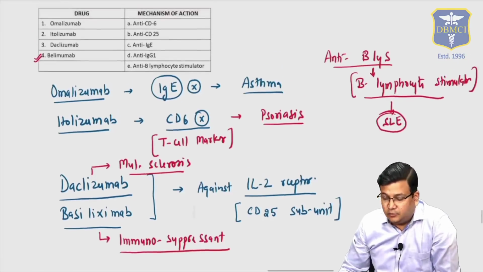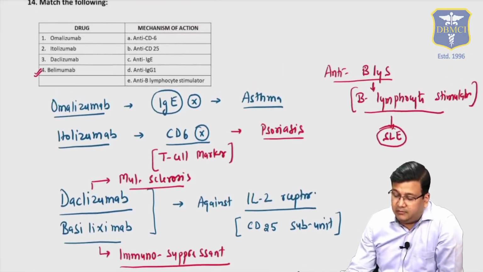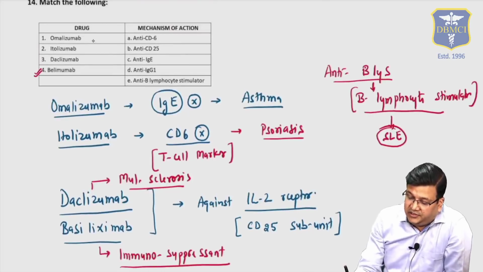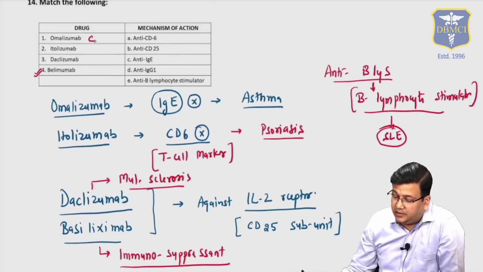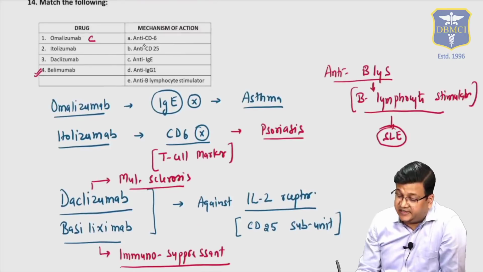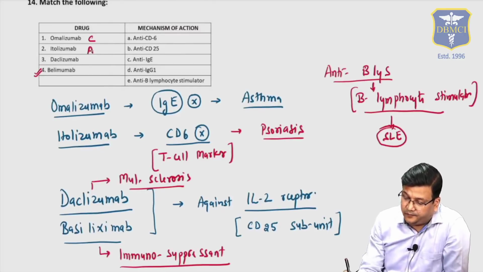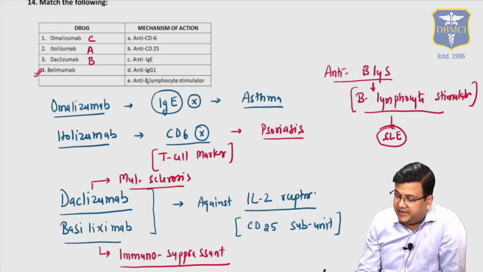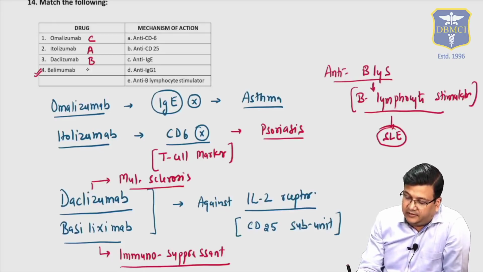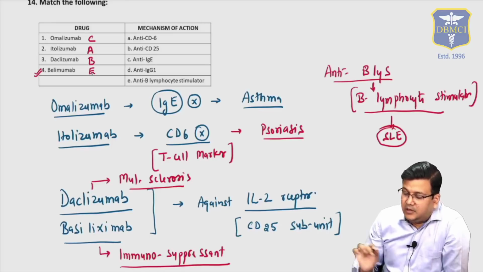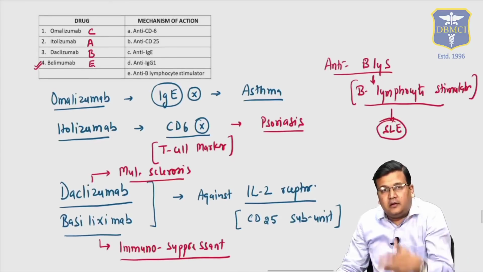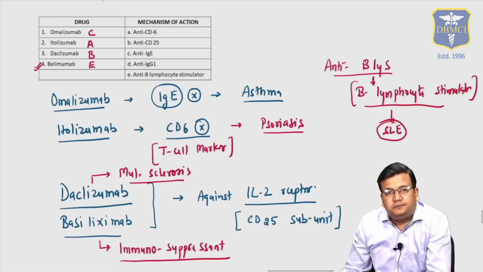So, now it is easy to match. Omalizumab is anti-IgE, so one is C. Itolizumab is anti-CD6, so it is A. Daclizumab is anti-CD25, so it is B. And belimumab is anti-B lymphocyte, so it is E. So, these are the drugs given and their combination.